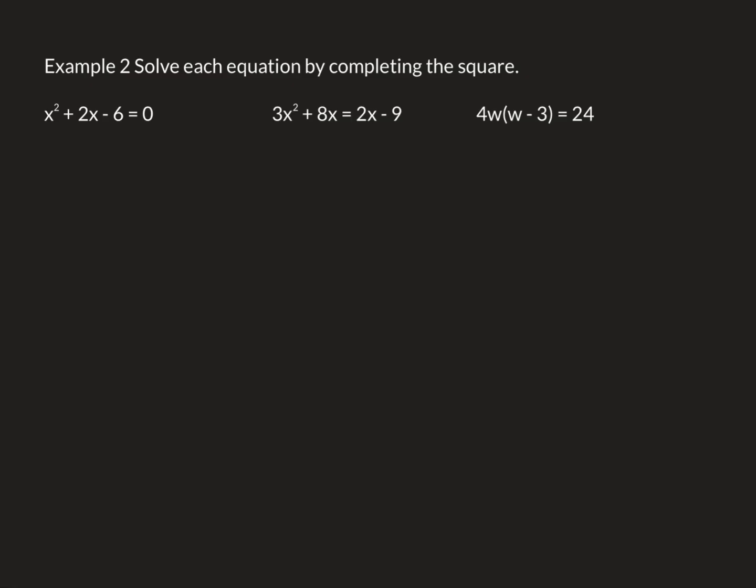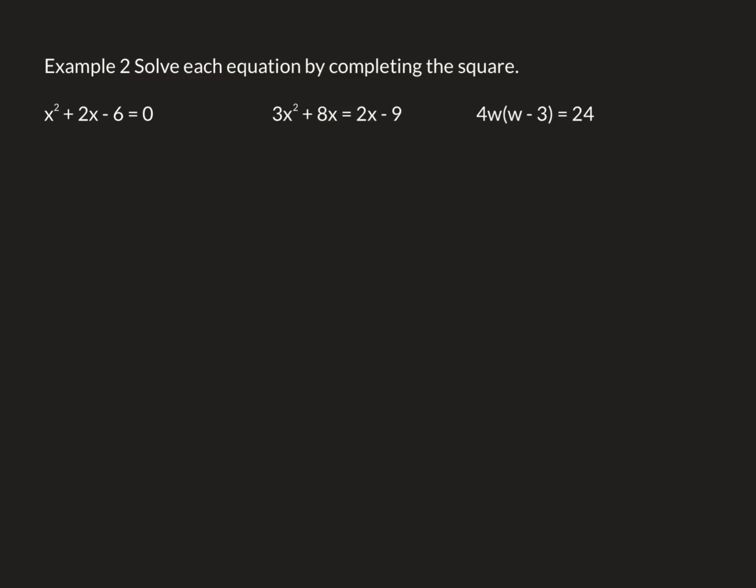Okay, step 1, rewrite the equation with the quadratic and linear term on the right side of the equal sign and the constant term on the left. So quadratic, linear, constant. Quadratic, I don't have one. Linear term, I'll have to simplify here. Constant, I have nothing here, I'll have to distribute.